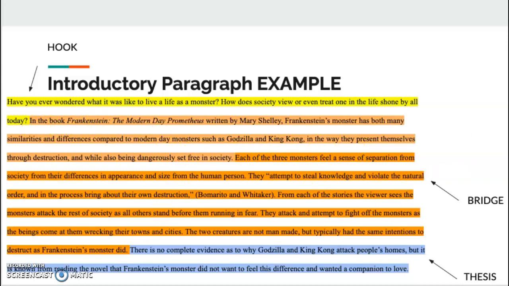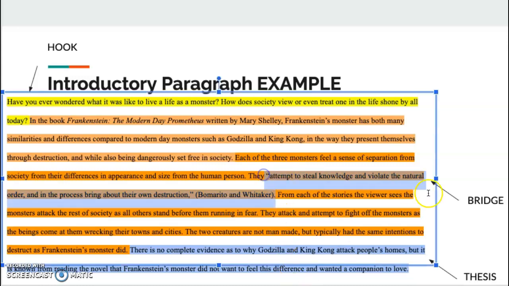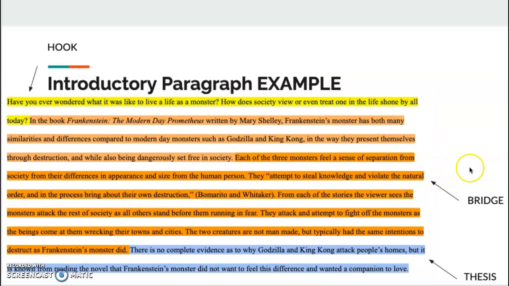Now, the only thing about this introduction that I do not like is that she uses a quote. I would avoid using quotes in your introduction. Just save it for the body.